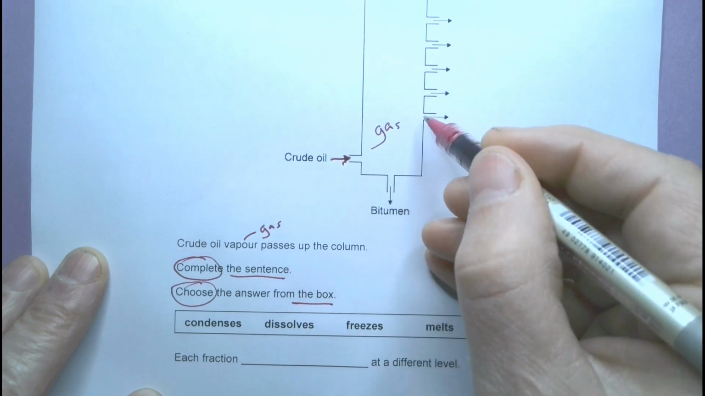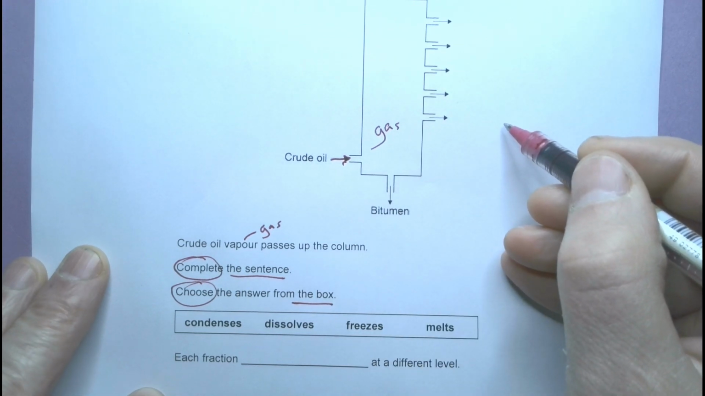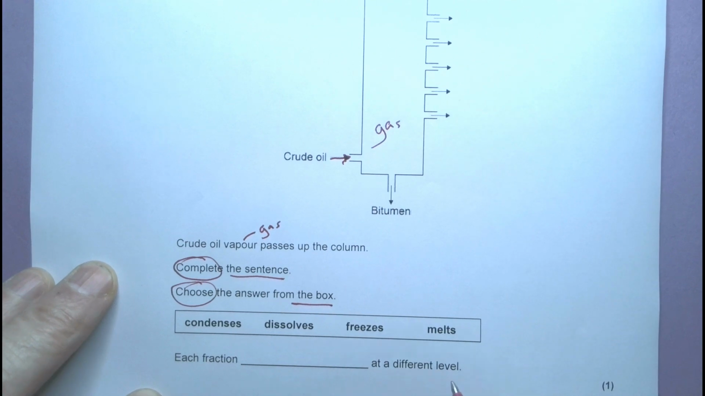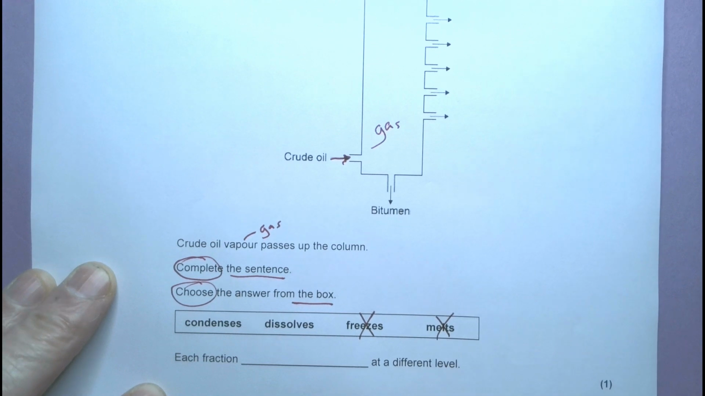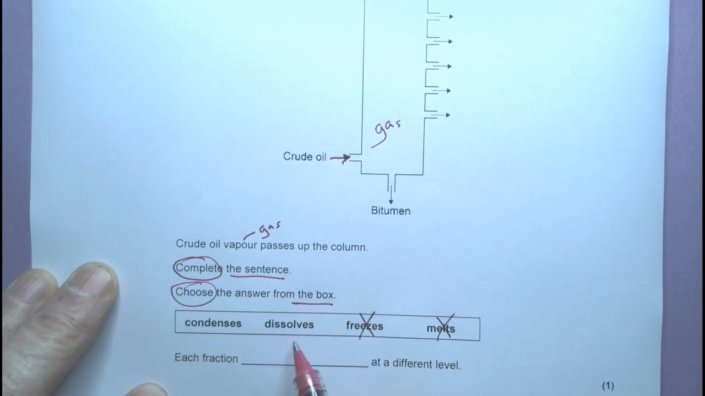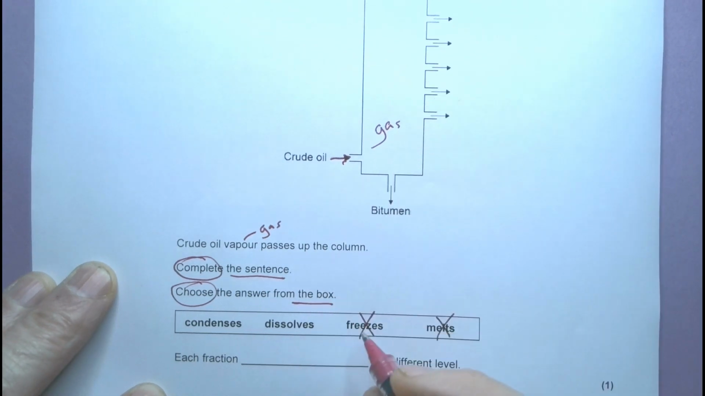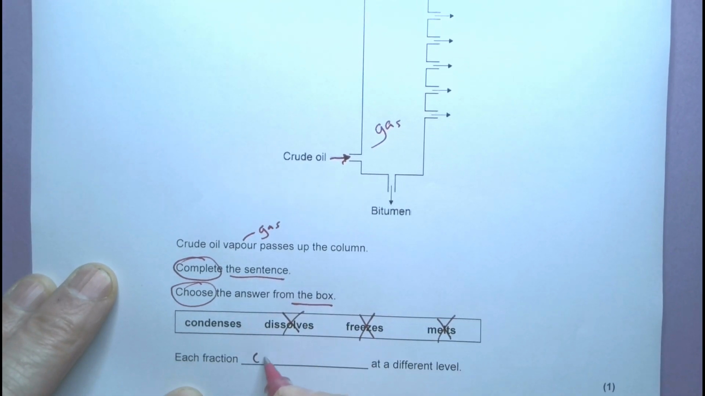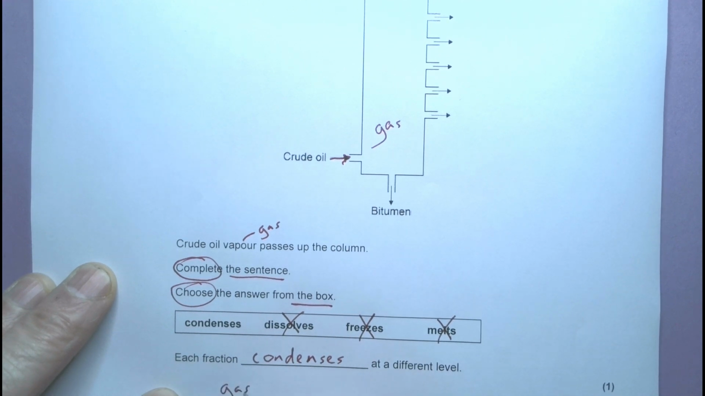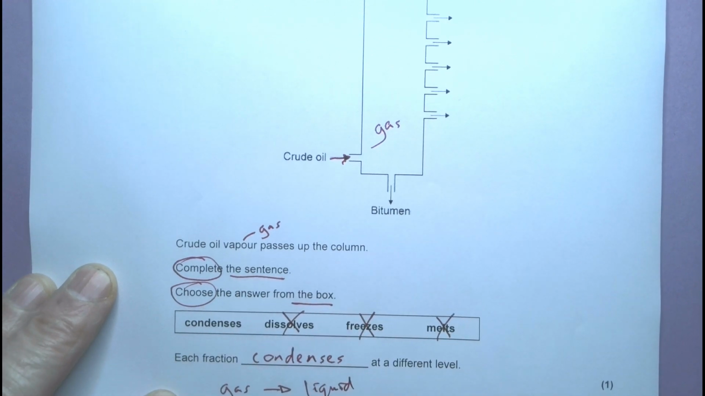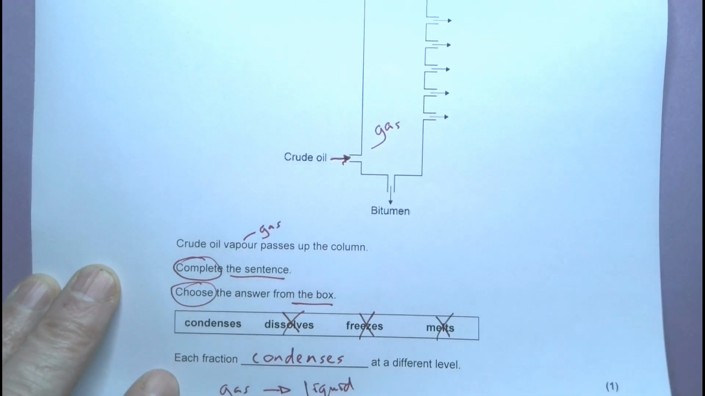What happens when it comes out through here? Each fraction does something at different levels. What does it do? Well, gas isn't going to freeze, definitely not that. The gas isn't going to melt. So it's either going to condense or dissolve. Well, dissolve, it has to have a liquid, be bubbled into that and then disappear. Well, there's no liquid there, it's only gas. So it's going to be condenses, which means it turns from a gas into a liquid. Okay, that's question part A.